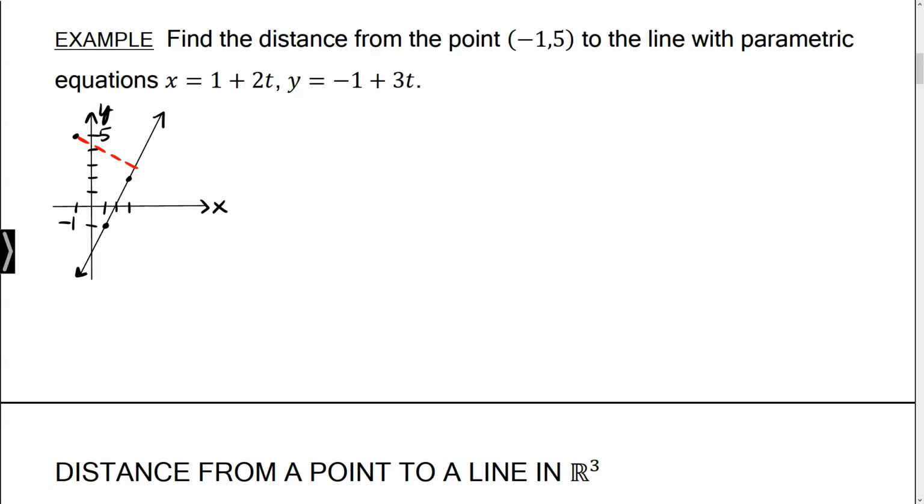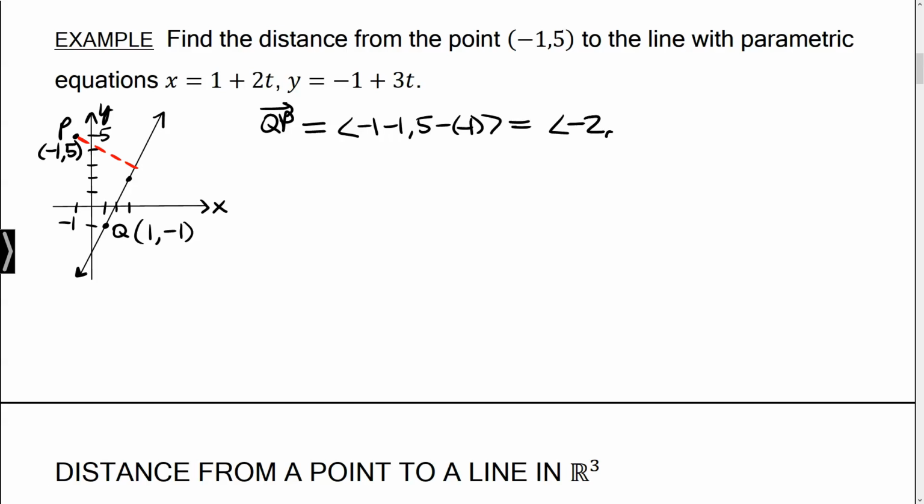So in this case, we have to come up with a point. Now we can use just the point that's given from the parametric equations. So we can use the point Q, which is 1, negative 1. And P here has negative 1, 5. So QP is the vector negative 1, subtract 1, 5, subtract negative 1. So that's negative 2, 6.